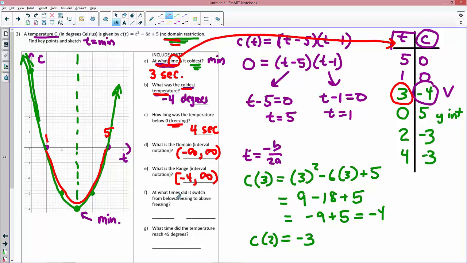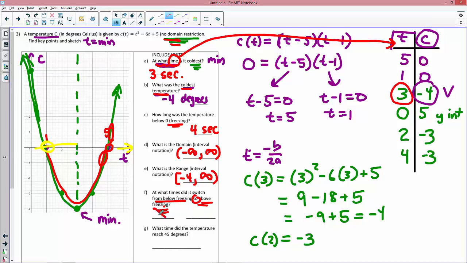At what times did it switch from below freezing to above freezing? That's very important. So from below to above. You might be tempted to say this, but that actually went from above to below. Remember, time is a forward arrow. Time goes forward. So as you go left to right, you had to be freezing and then get hotter. Right here, it was cold, cold, cold. Suddenly it was 0, and then it was hot, or warmer, let's say.